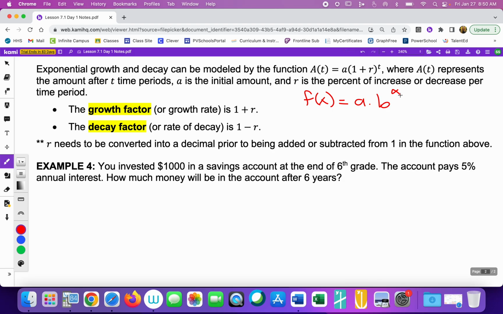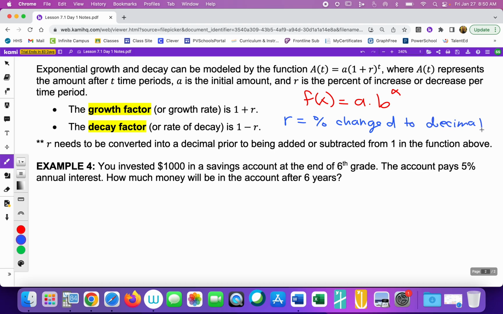A of t, or the f of x side, represents the amount after a certain time period, which is t. a is the initial amount, or the starting amount. R is the percent of increase or decrease over the time period. If it's growth, and you might have to read the problem to determine if it's growth or decay, it's 1 plus r. Now r is a percent, so you have to change the percent to a decimal. Maybe put a note on that: r is the percent changed to a decimal.